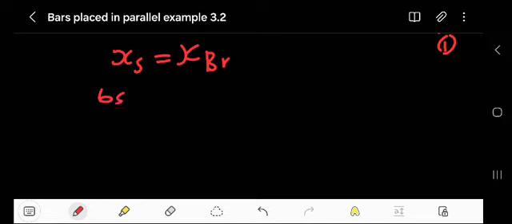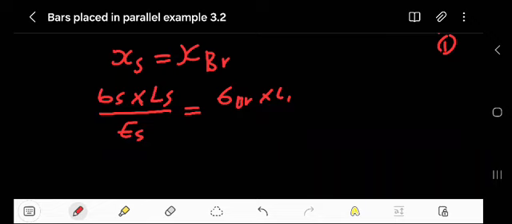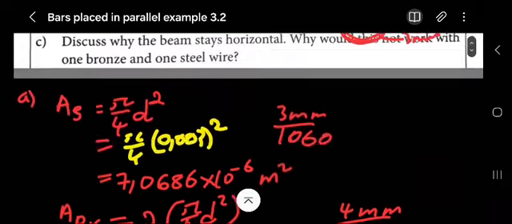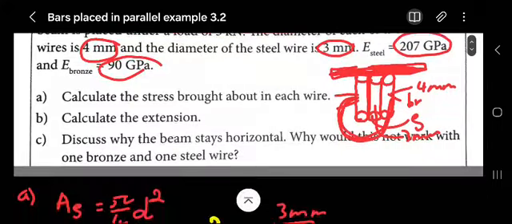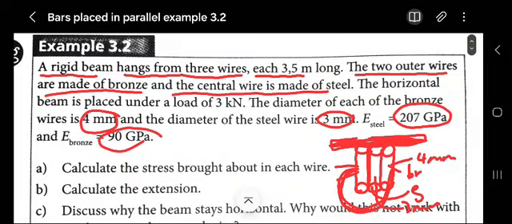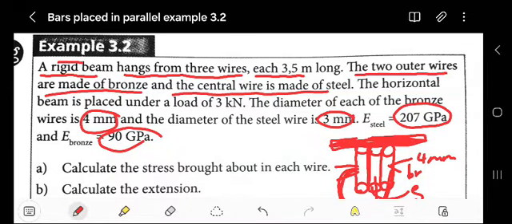Strength of the steel multiplied by the length of the steel divided by Young's modulus of the steel equals the stress of the bronze multiplied by the length of the bronze divided by E of the bronze. But now you must know the length is always here, isn't it? They are parallel, and they said they have equal length. They said the three wires hanging each have the same length, 3.5.